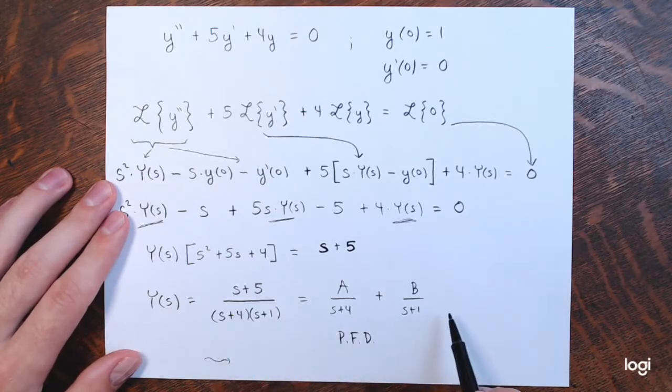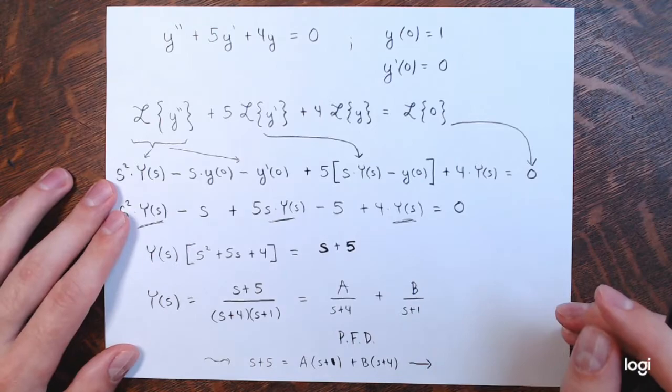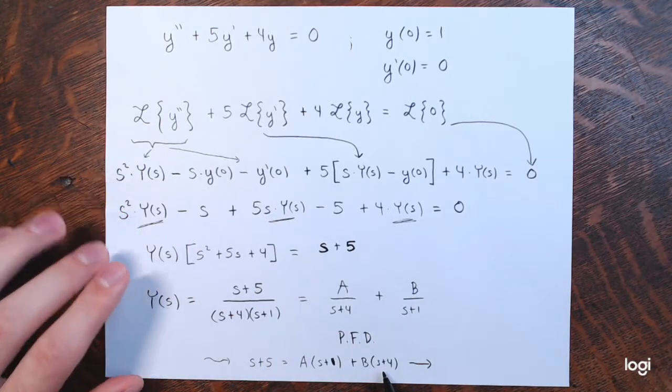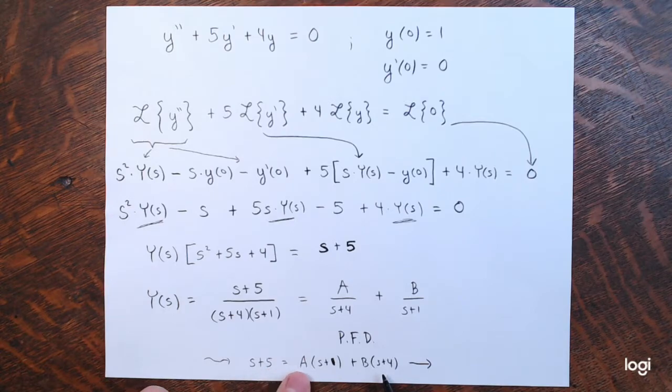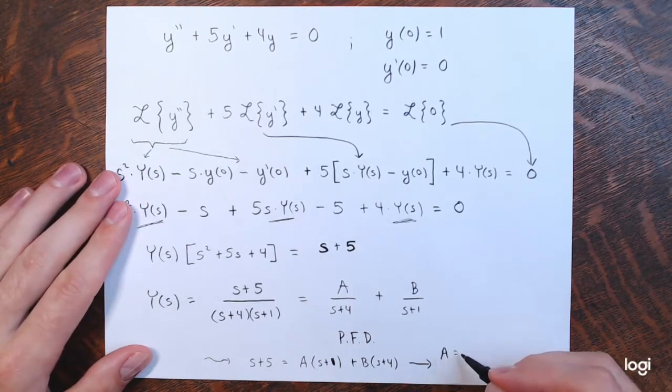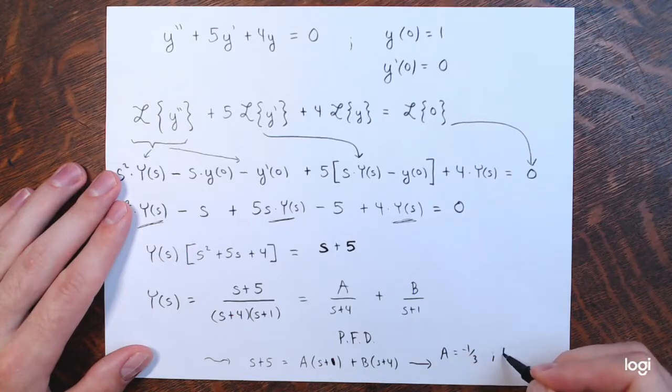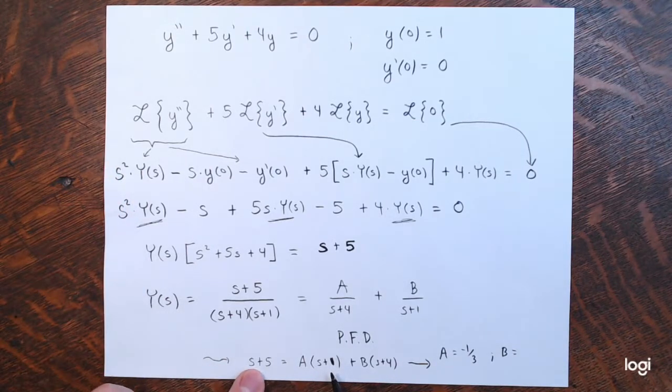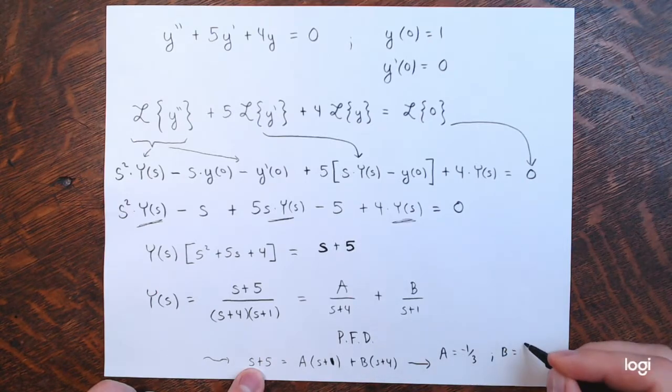And then multiplying through by the denominator, we'd have s plus 5 equals a times s plus 1 plus b times s plus 4. If I were to let s be negative 4, you'd have 1 equals negative 3a, so a equals negative 1/3. And b would have to be equal to, now if s were negative 1, this side would have 4 equals 3b, so b would equal 4/3.